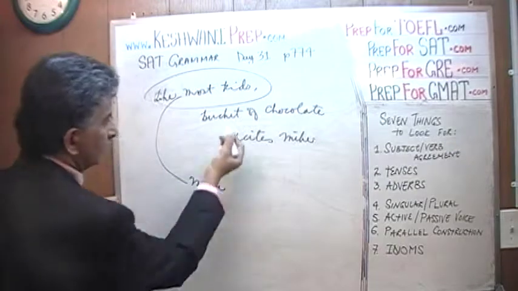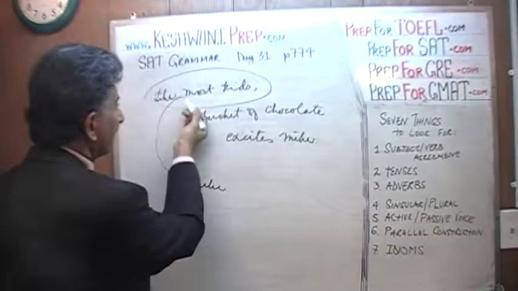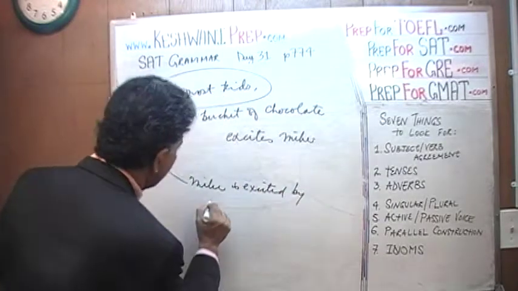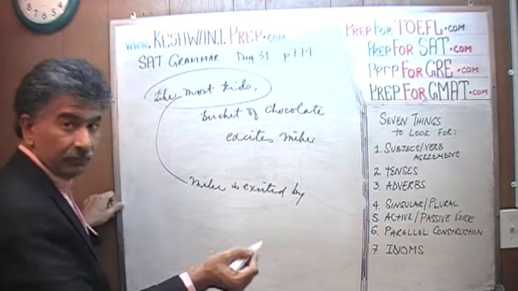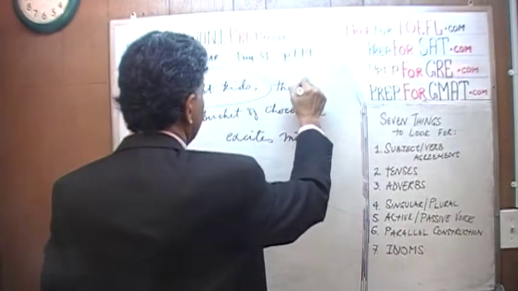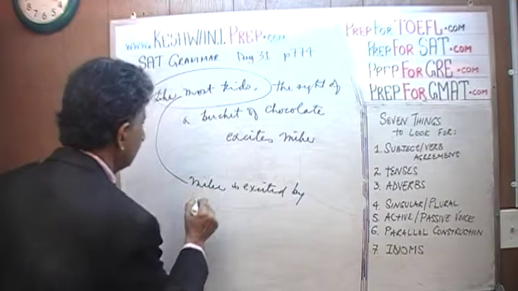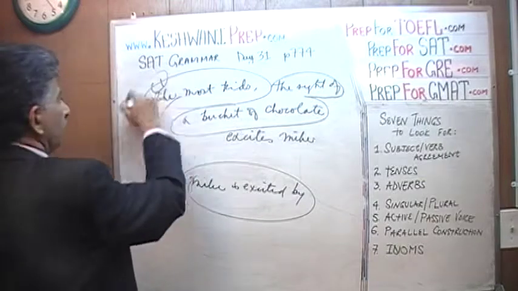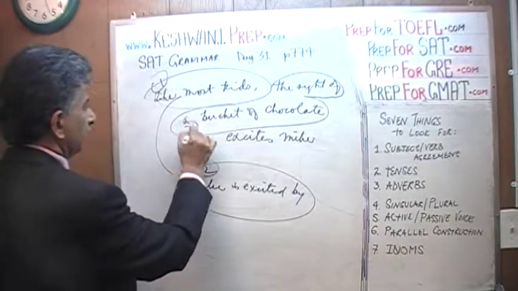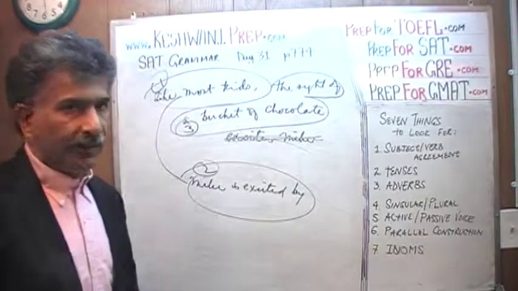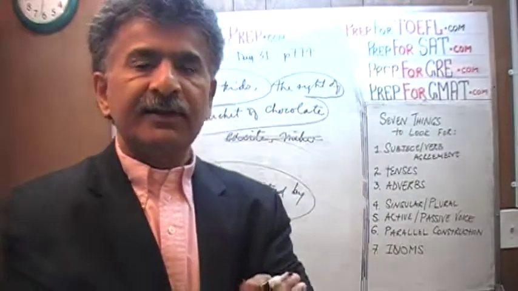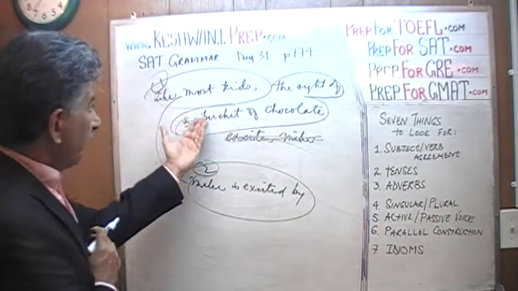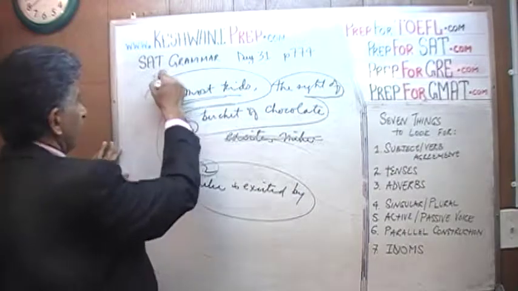Instead of saying a bucket of chocolate excites Mike, it should say like most kids, Mike is excited by the sight of a bucket of chocolate, is what I meant to say. There you go. Not a bucket of chocolate excites Mike. That does not work well. We need the name of the child next.